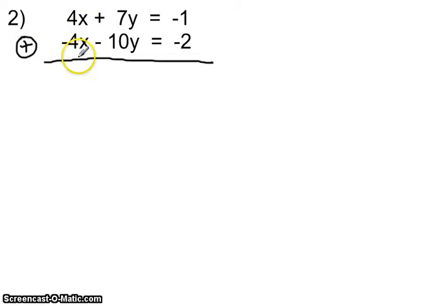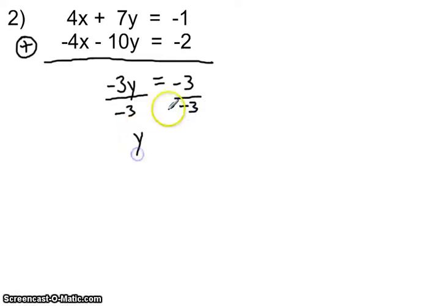Again, these eliminate each other, go to 0. I don't even write anything. 7y plus a negative 10y is negative 3y. Negative 1 plus a negative 2 gives me negative 3. And now we've got a really simple equation to solve. Negative 3y equals negative 3. Divide both sides by a negative 3. And I get y is equal to negative 3 divided by negative 3 is 1.